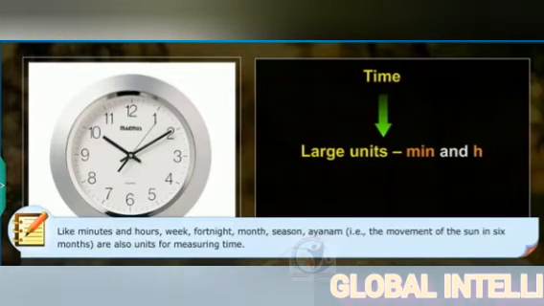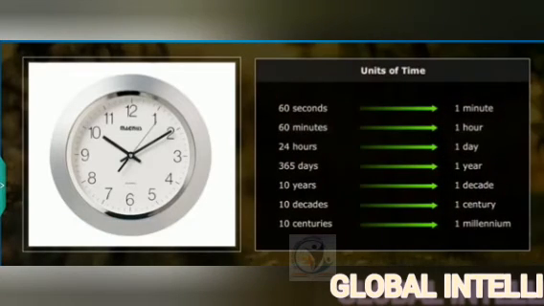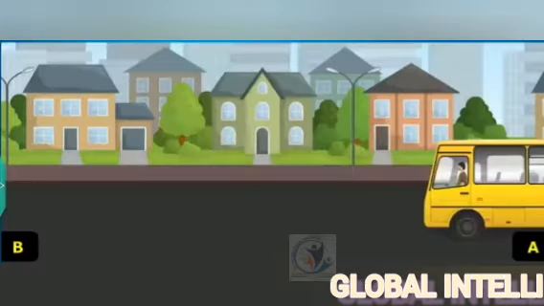Like minutes and hours, week, fortnight, month, season, year, and the movement of the sun in 6 months are also units for measuring time. The following table gives us the information about the units of time.